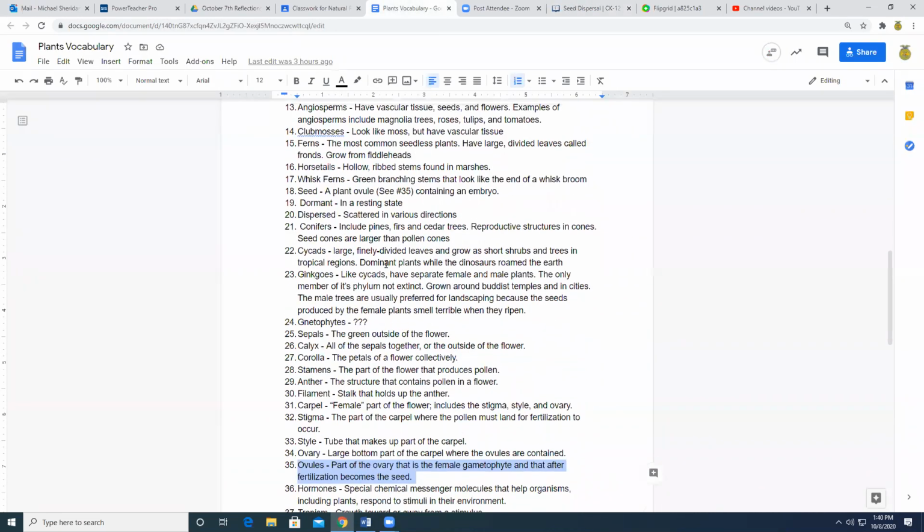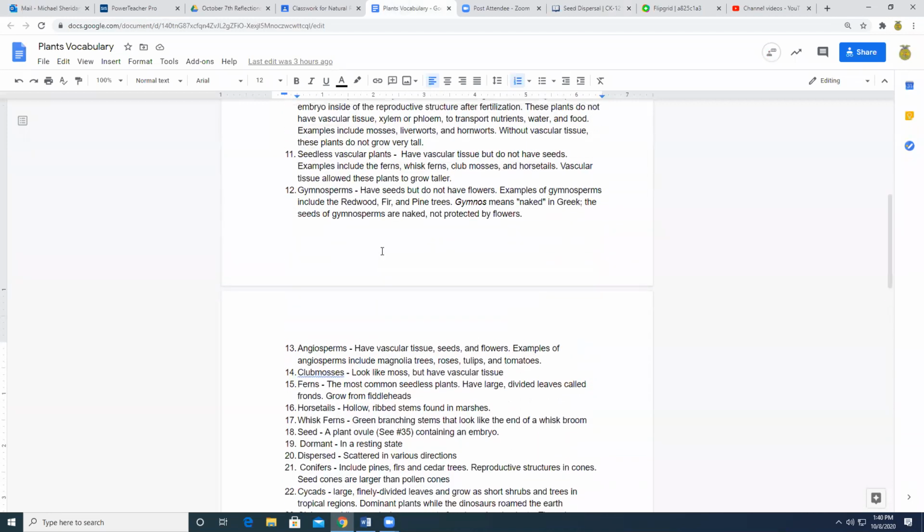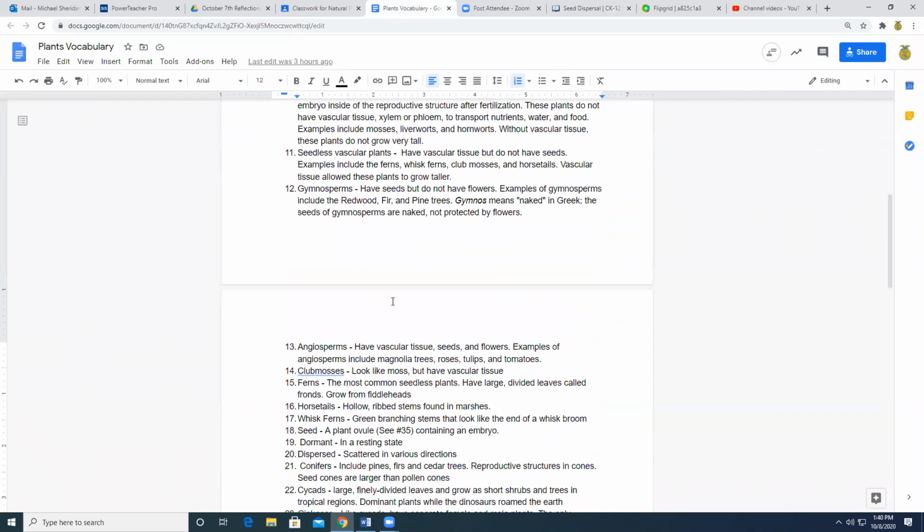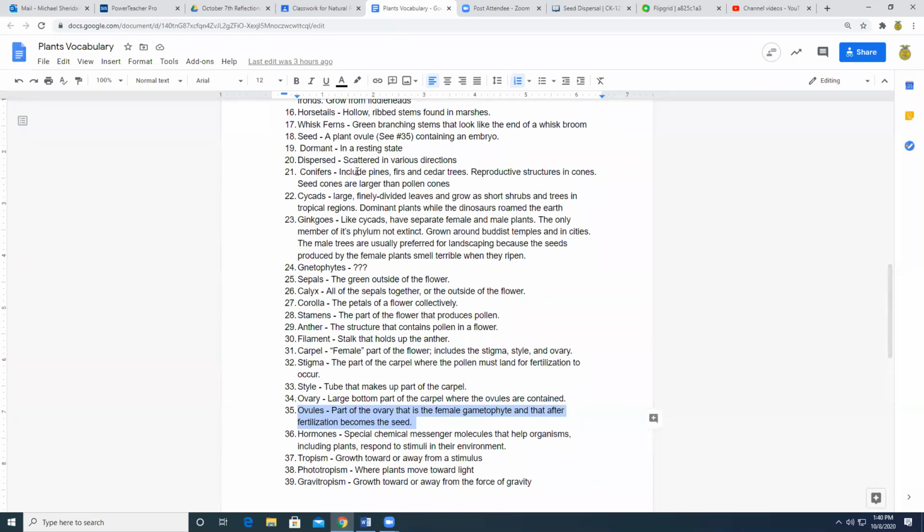Conifers. So now we're talking about, if we go back up to here, we are into our gymnosperms. Okay, so now we're talking about conifers, which is our pines, firs, and cedar trees. There's also a couple other types of gymnosperms. The gymno part of that means naked, so the seed is naked.